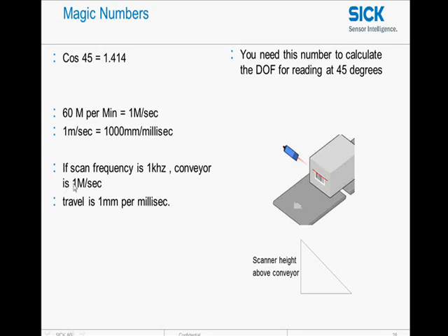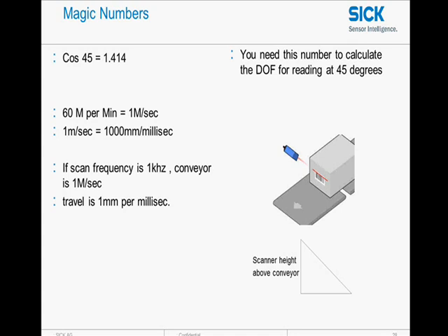So if the conveyor speed is doing 1 meter per second, the box will travel 1 millimeter for every scan our barcode scanner takes, if it's scanning at 1000 hertz. If it's scanning at 500 hertz, the box will travel 2 millimeters every scan. So you can use that just as a rule of thumb to work out how many scans you're going to get of a barcode and the speed that the box is traveling at.